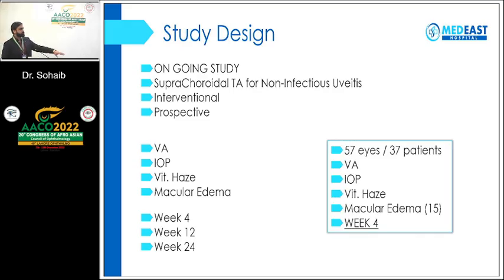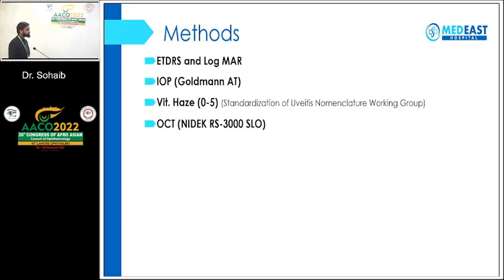So today we'll just be looking at 57 eyes in 37 patients, with visual acuity, pressure, haze, and macular edema in 15 patients only. That's the data that I have currently, at one time point only, week 4. We took visual acuity by logMAR, Goldmann for IOP. For vitreous haze, we use the old scoring, the SUN Working Group. It's like a 30-year-old chart which we are still following. And for OCT, we had the SD-OCT based NITEC.